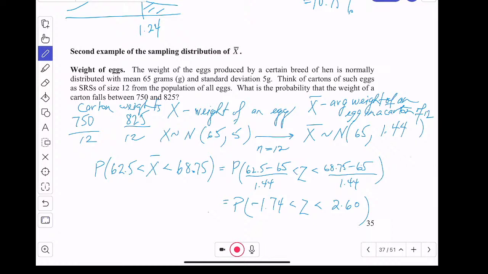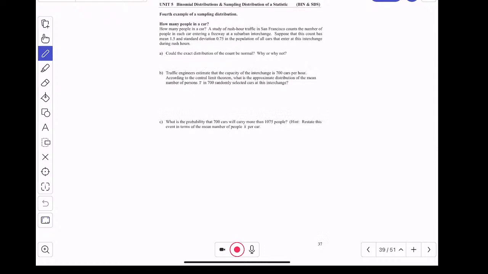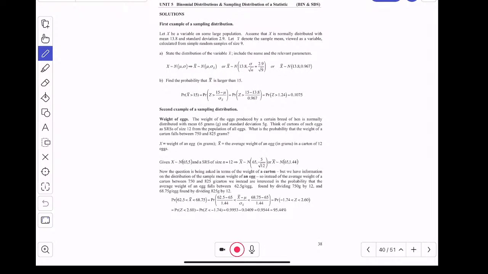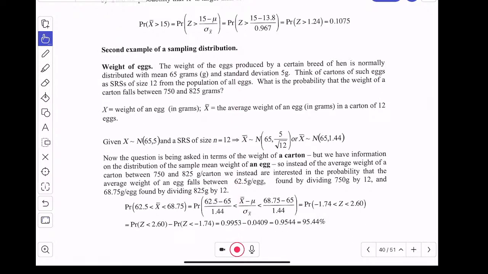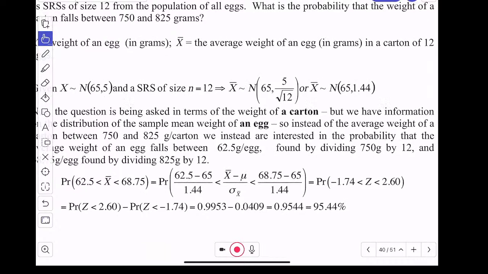All right, so then you guys can check the rest of the answers here. Using the normal distribution, the answer should be 95.44%. So you verify that, okay? So the trick was that you needed to adjust these to refer to the average egg in the carton, not the carton weight.